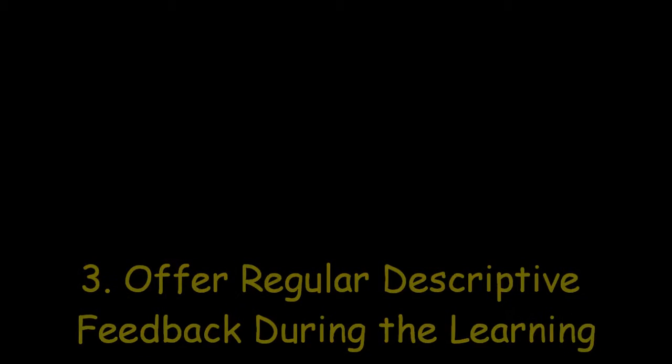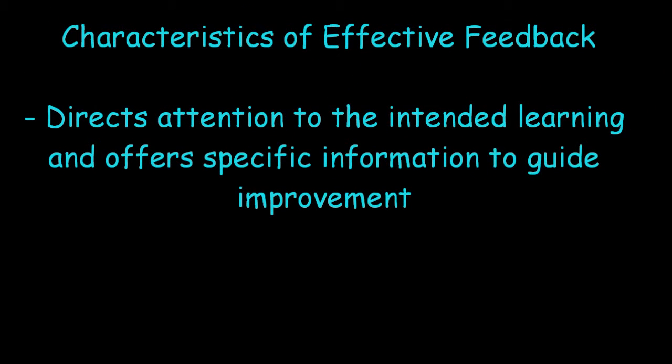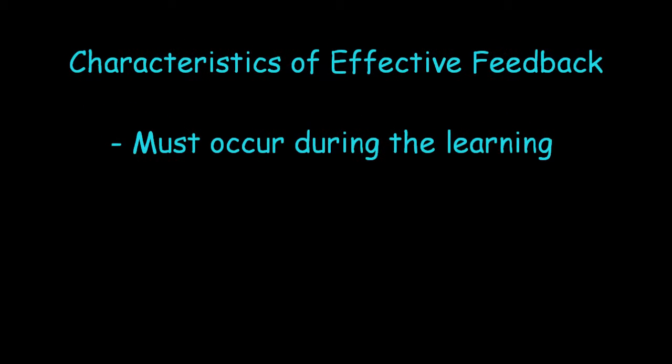The third strategy is to offer regular and descriptive feedback during the learning. Effective feedback has 5 characteristics. The first is to direct attention to the intended learning and offer specific information to guide improvement. Next, effective feedback must occur during the learning so the students still have time to act on it.